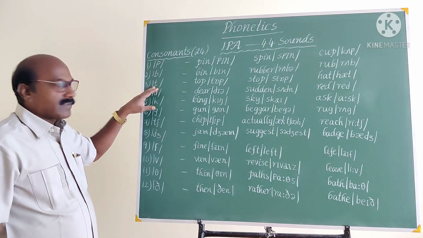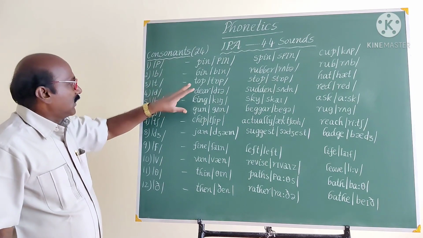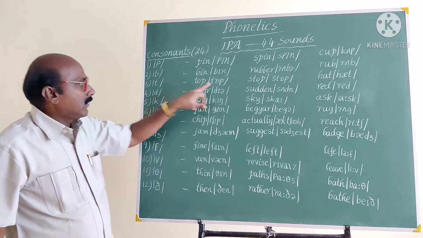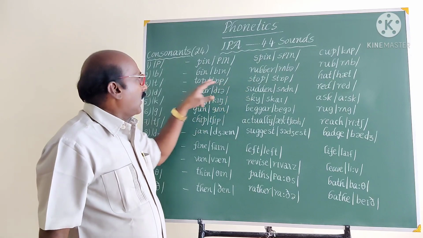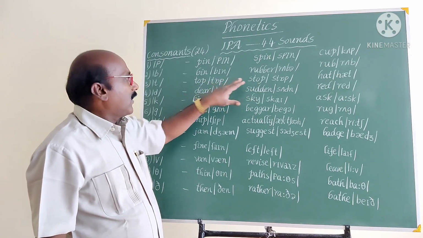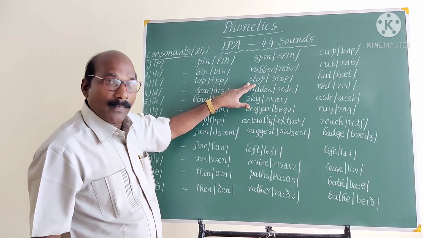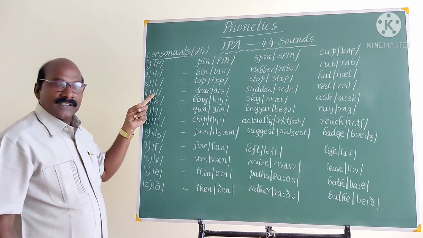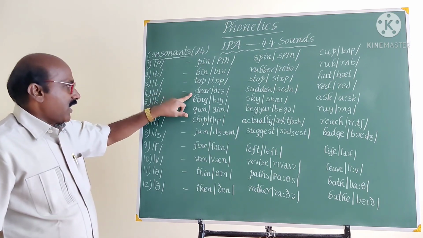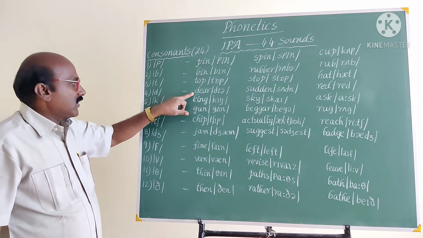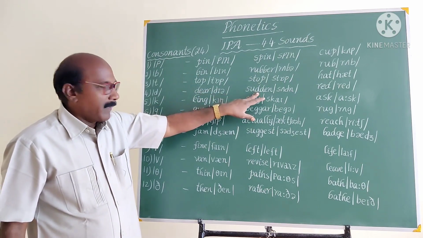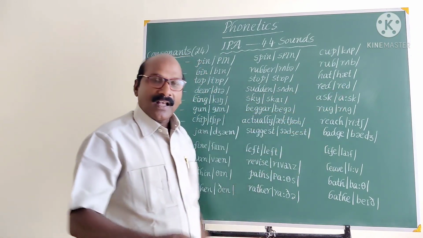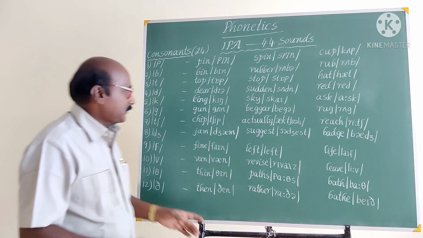Next t, as in top. Initially it occurs as in top, medially as in stop, and finally as in hat. Next sound, this is d, as in deer. Initially it occurs as in deer. In the middle, sudden, and finally as in red.